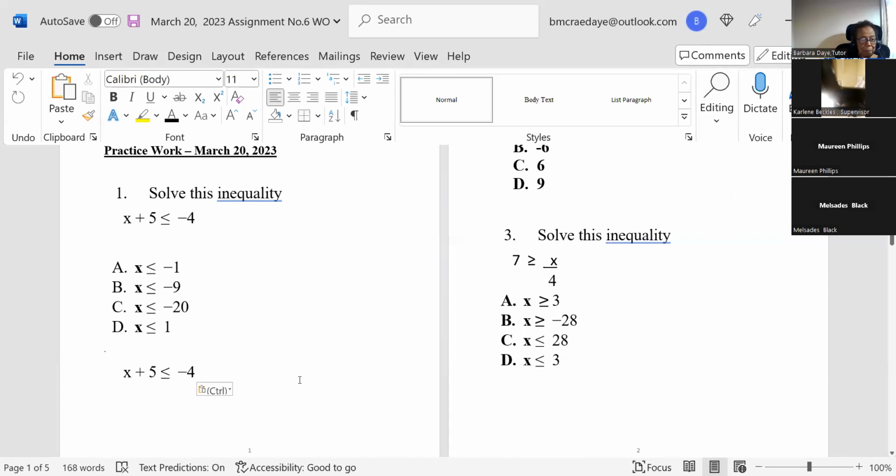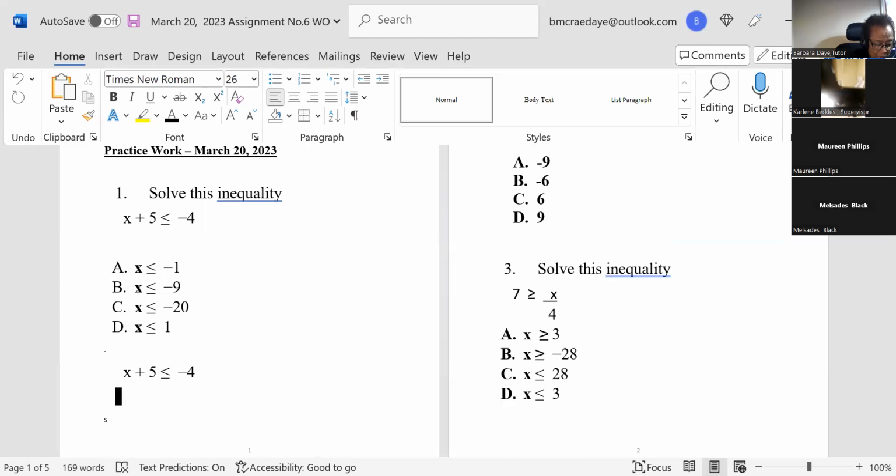I tried to subtract 5 on both sides. That's right, subtract. Maureen, what did you do? I subtract 5 from both sides. But somehow you didn't get the right answer. So that's why I brought up the signs, okay?